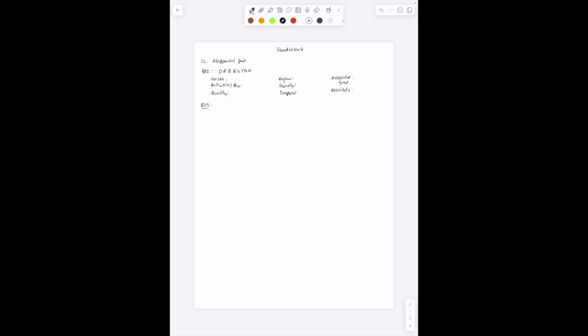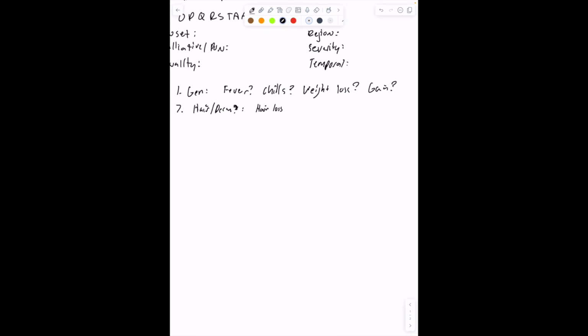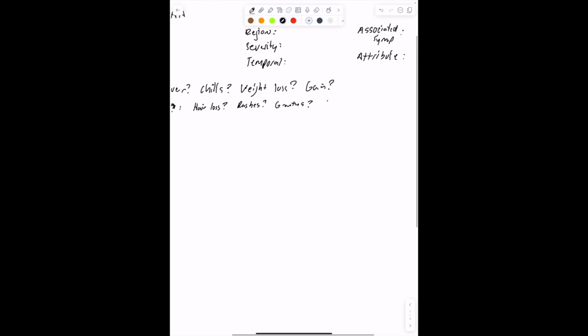All right, then we have our review of systems. So we need to do 6 of them, but first we start off with general. So basically asking, has there been any fever, chills, any weight loss, or weight gain? Next one would be to look at hair and derm. So in this case, we're looking at hair loss, any rashes, growths, or itches.